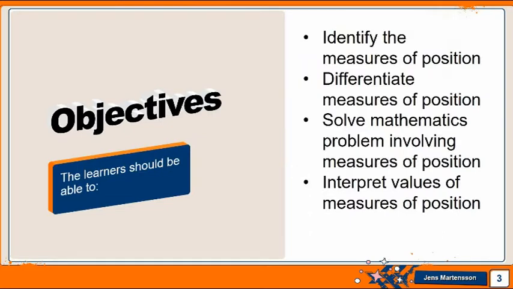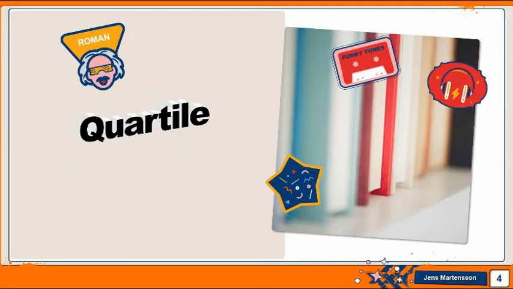So at the end of this video, you should be able to identify the different measures of position. You can differentiate the measures of position. You are able to solve mathematics problems involving measures of position, and you're going to interpret the values of the measures of position. So, let us start by defining the three different types of measures of position.